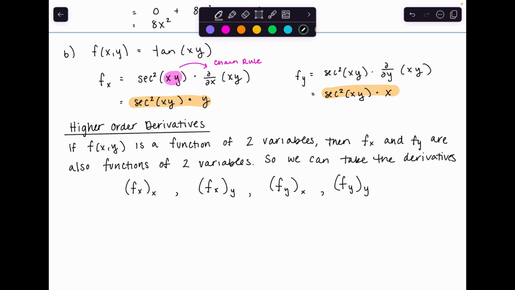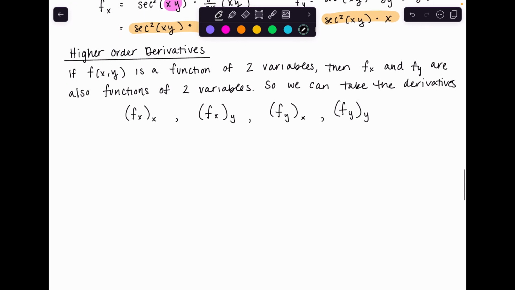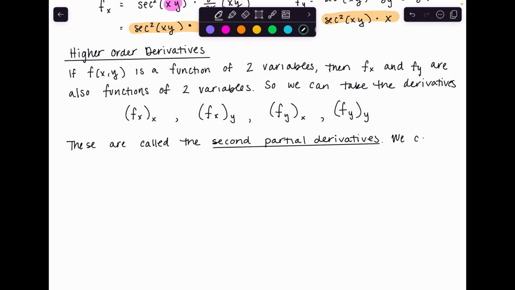Okay. So my first derivatives, I have two of them for two variables. For my second derivatives, I have 4. So these 4 are called the second partial derivatives. Okay. And we can use any of the following notations.